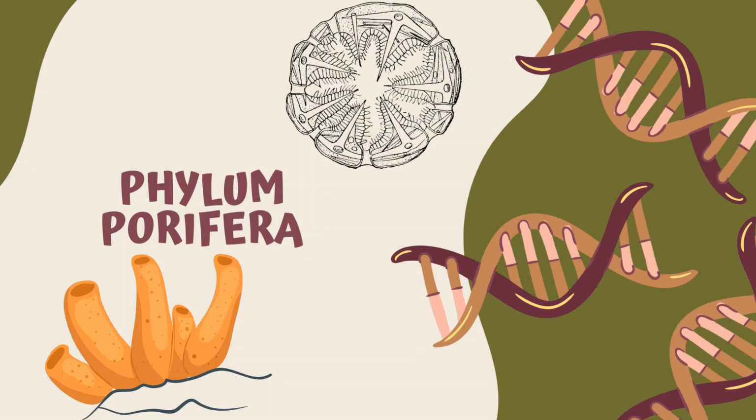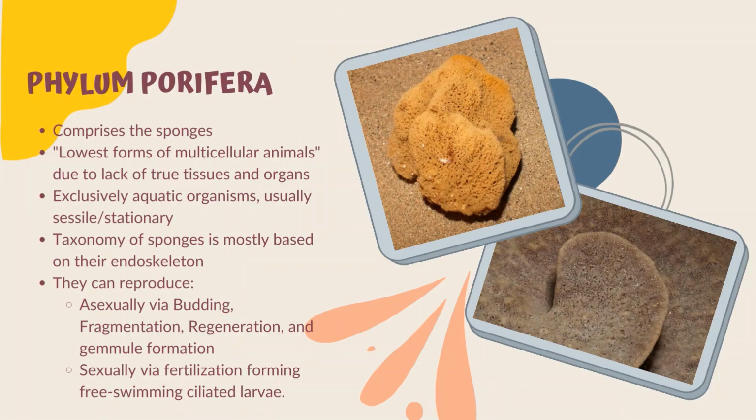The next part of our discussion would be the phylum Porifera. The phylum Porifera is comprised of the sponges. They are considered to be the lowest forms of multicellular animals because neither true tissues nor organs are present.